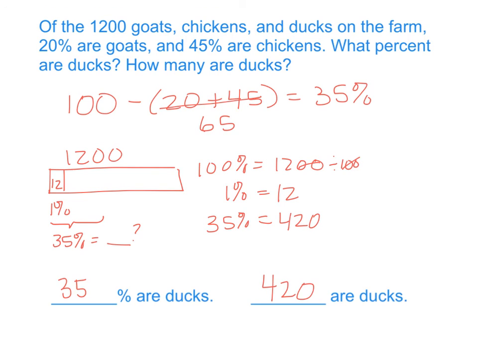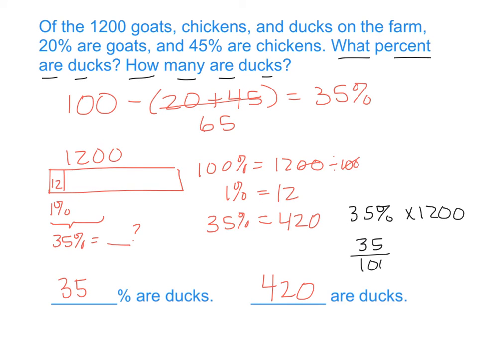Using the multiply method, it says what percent are ducks? How many are ducks? Well, 35% of times 1,200 would give me the ducks. So that's 35 over 100 times 1,200 over 1. Divide by 100, that leaves me 35 times 12, which just gave me the 420.